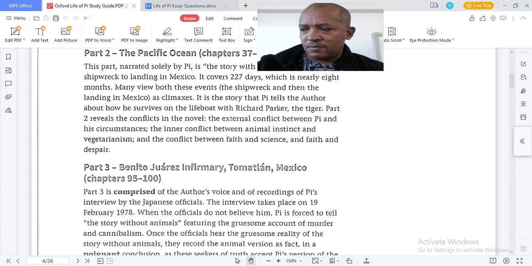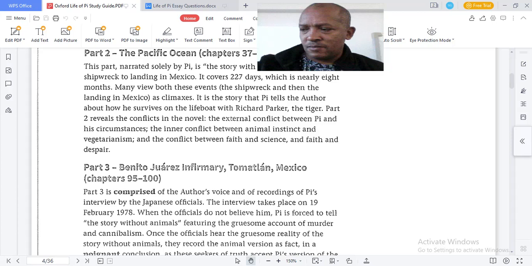Okay, part 2 is on the Pacific Ocean. Let's have a look at this. This is the story I'm reading here now. It is the story that Pi tells the author about how he survives on the lifeboat with Richard Parker. Richard Parker is the tiger. Part 2 reveals the conflicts of the novel. That's one thing you want to also note, conflicts.